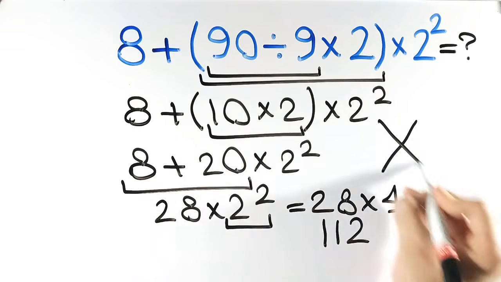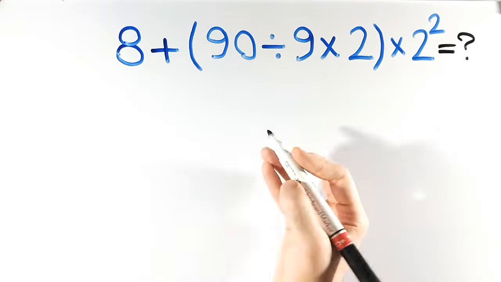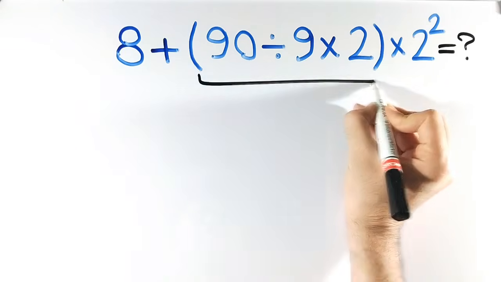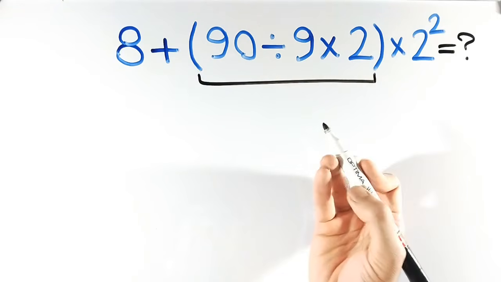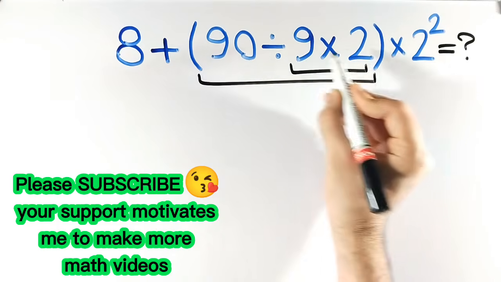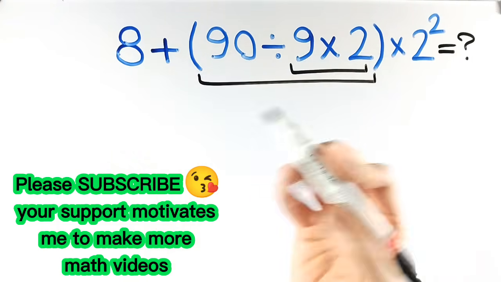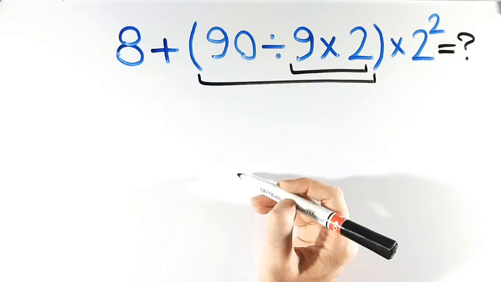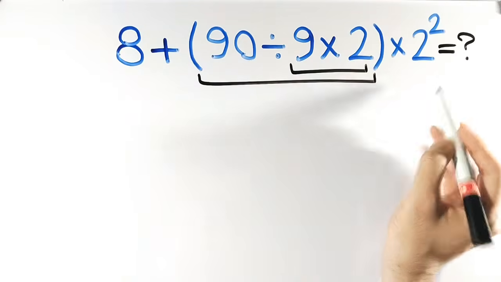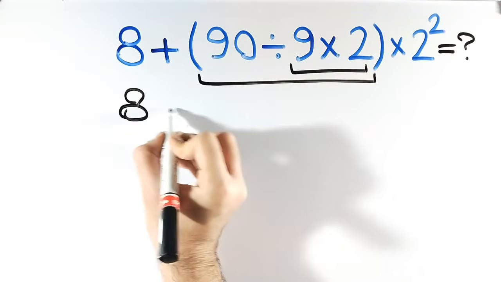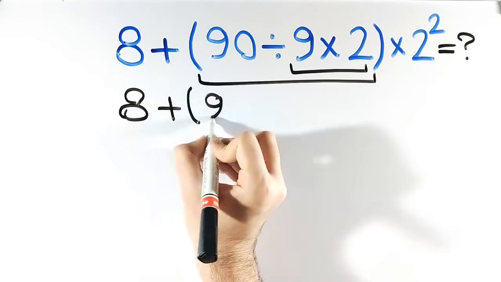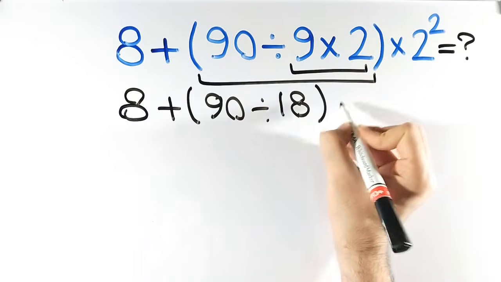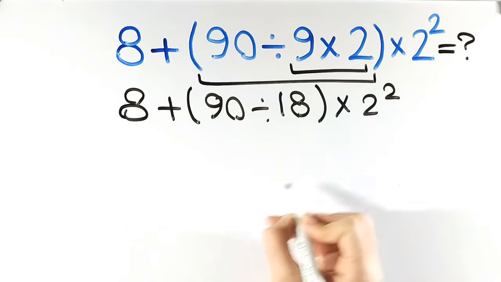However, that's definitely wrong. Also, some other people, when solving this question, again go straight to the expression inside the parentheses, but this time they start with the multiplication between 9 and 2 because they think multiplication has a higher priority than division. So, instead of this expression, they write 8 plus (90 divided by 18) and multiplied by 2 squared.